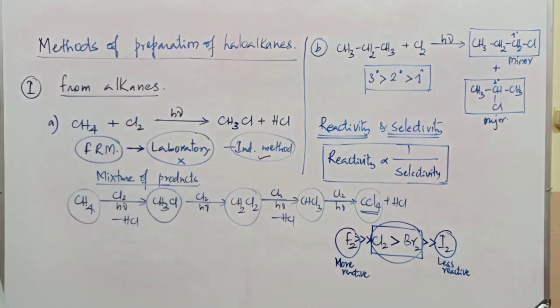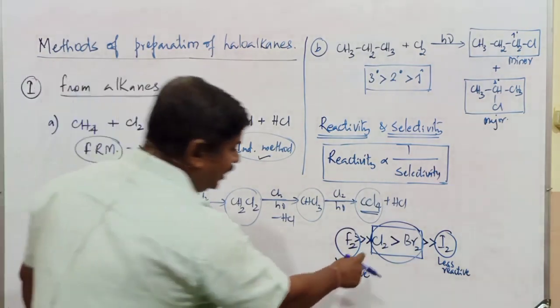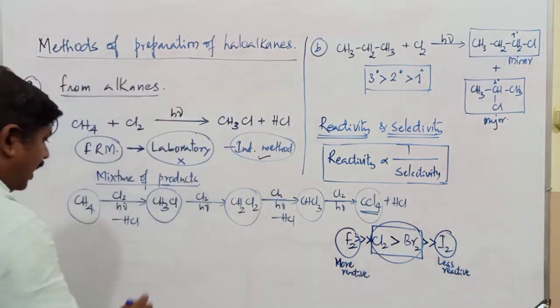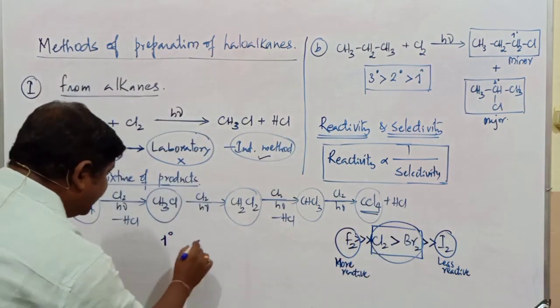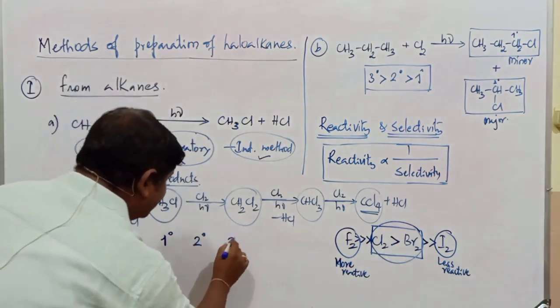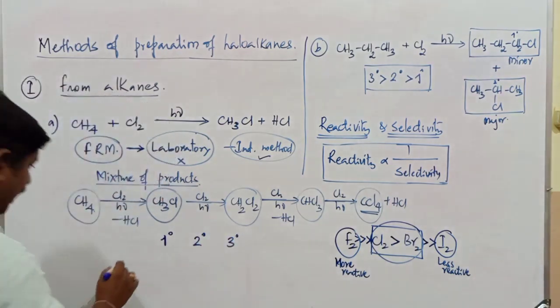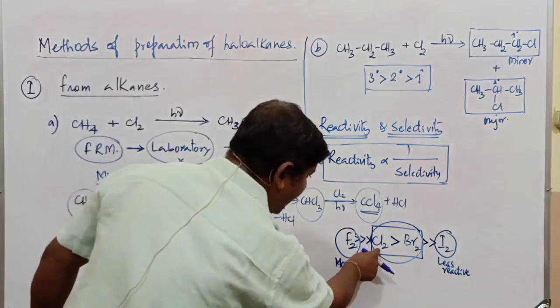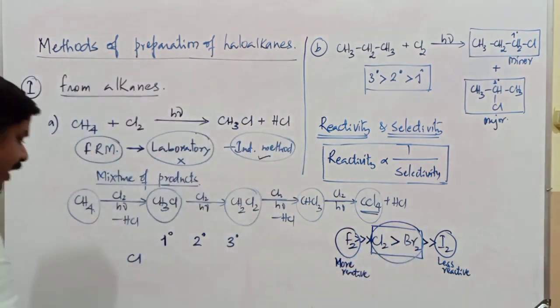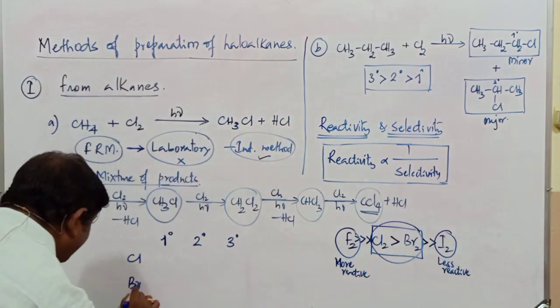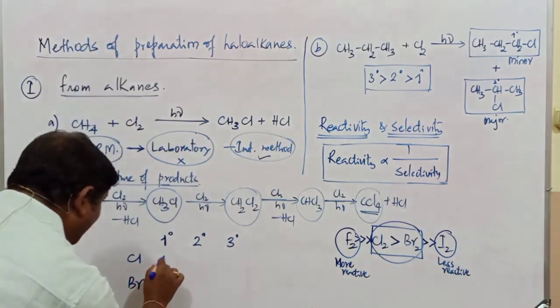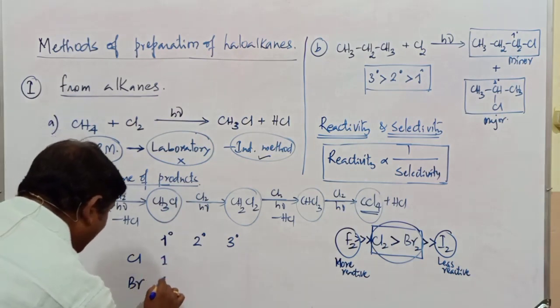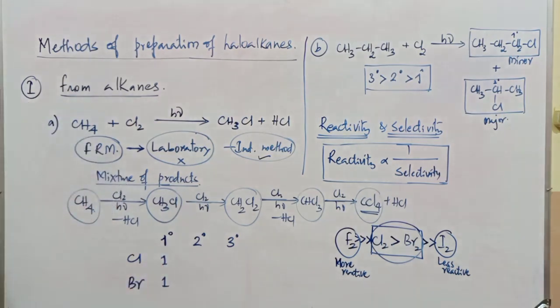The reactivity and corresponding selectivity are observed at the primary position, secondary position, and tertiary position. If you observe the reactivity of these compounds, chlorine is more reactive in nature, bromine is more selective in nature. This is chlorine and this is bromine. The selectivity of bromine and chlorine is going to be the same at the primary position.